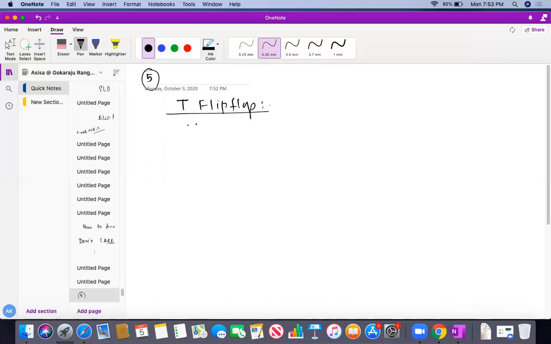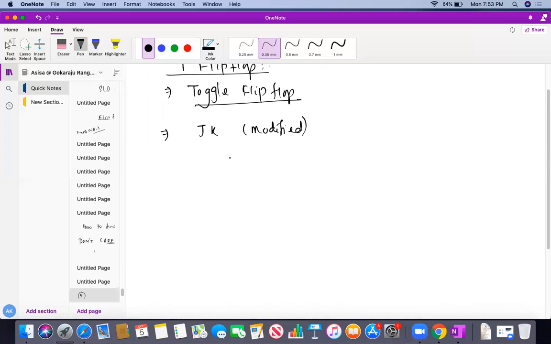T flip-flop is also called the toggle flip-flop. The toggle flip-flop can be obtained by modification of the JK flip-flop, a modified version of JK flip-flop. How can we obtain toggle from the JK flip-flop, students? If we put J equal to K, J equal to K equal to 1, we are getting toggle. Am I correct, students? We are getting Qn plus 1 toggle.